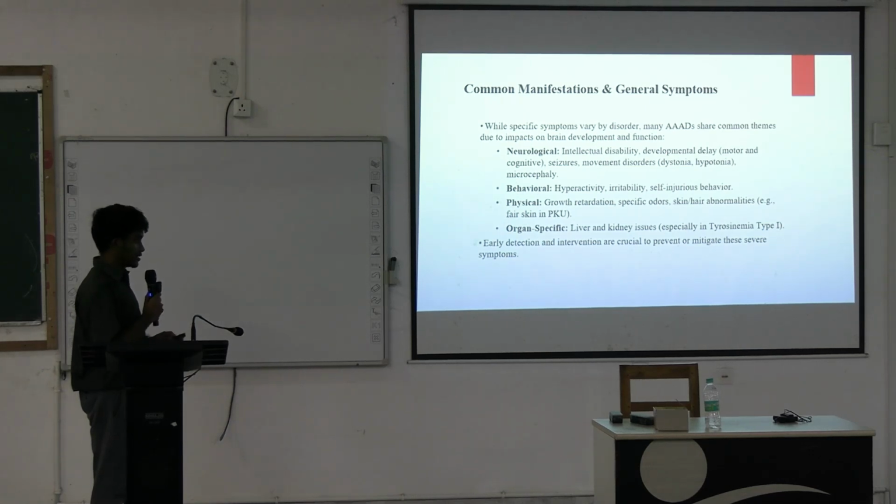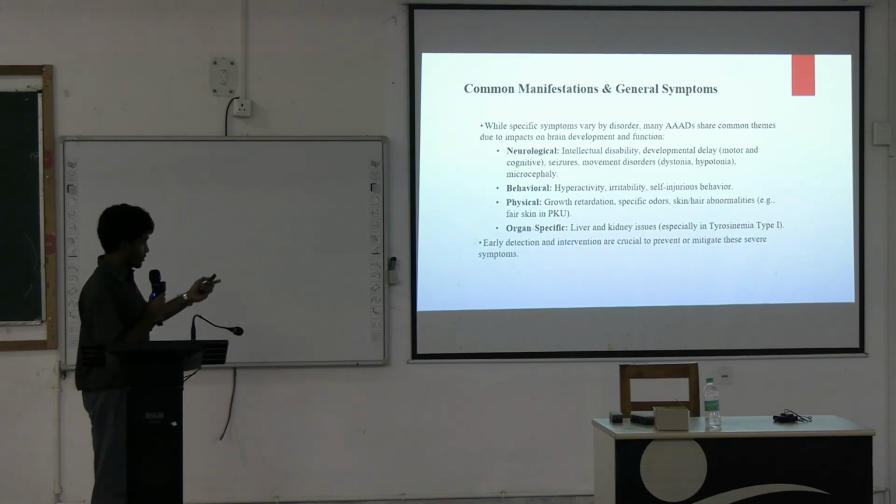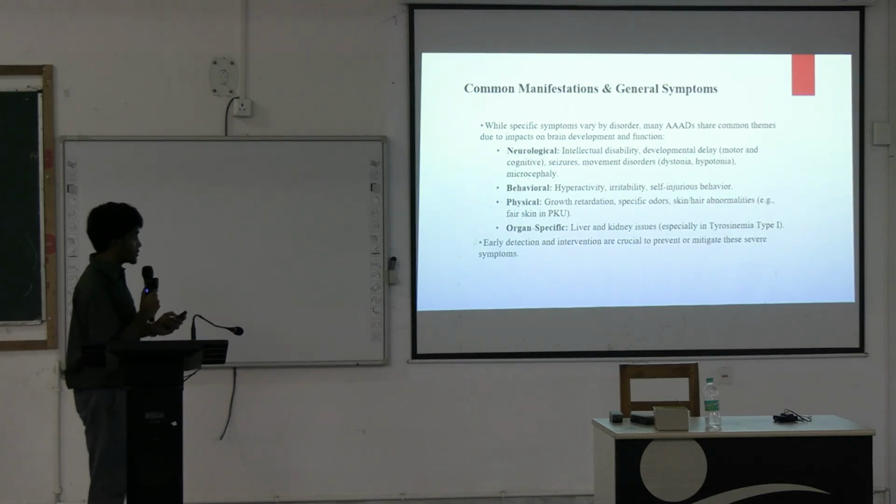Physical symptoms include fair skin color in the case of phenylketonuria. Among organ specific symptoms, there are organ problems in tyrosinemia type 1, such as kidney and liver issues. Early detection and intervention are crucial to prevent or mitigate these severe symptoms.